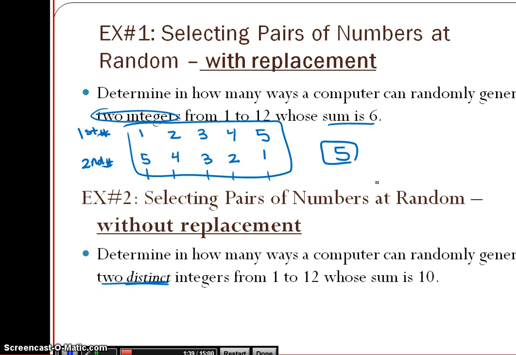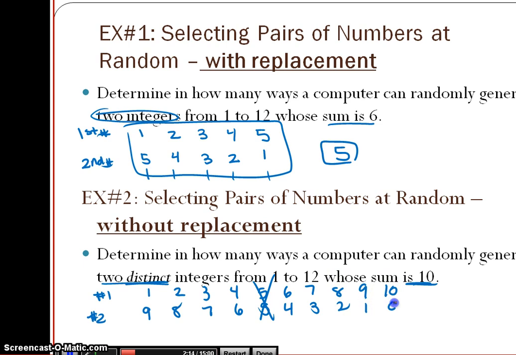In the second problem, we want distinct integers whose sum is 10. So we have the first number and the second number. Okay, so we want the sum to be 10, and the numbers are between 1 and 12. So the first number can be 1, and the second would have to be 9 to have a sum of 10, and then 2 and 8, 3 and 7, 4 and 6, 5 and 5, but those aren't distinct, so that doesn't count.